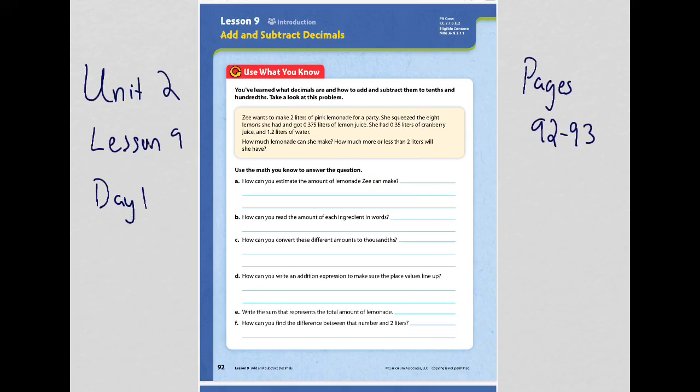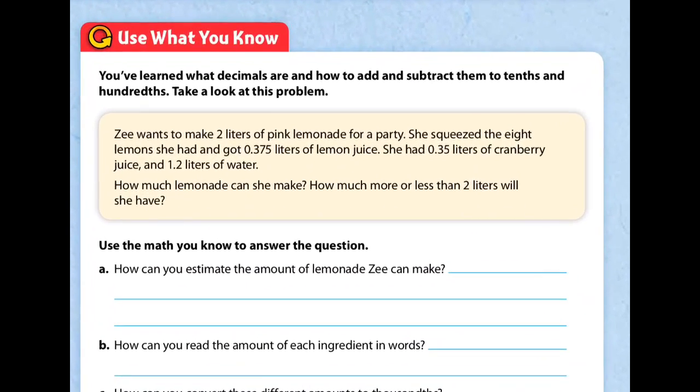First, make sure your book is on page 92. If it is not, pause this video and go get it. If it is, we'll start by reading the problem at the top here.